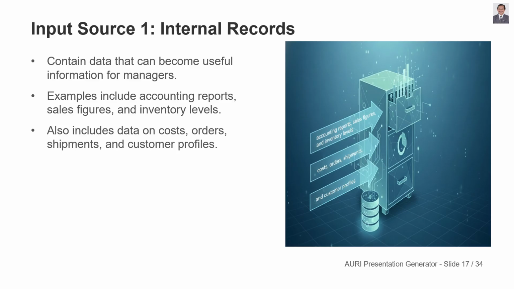The first and most consistently available source of input for any decision support system comes from a company's internal records. This includes operational data generated from the organization's daily business activities. This data covers important metrics such as accounting reports, sales figures, and inventory levels.